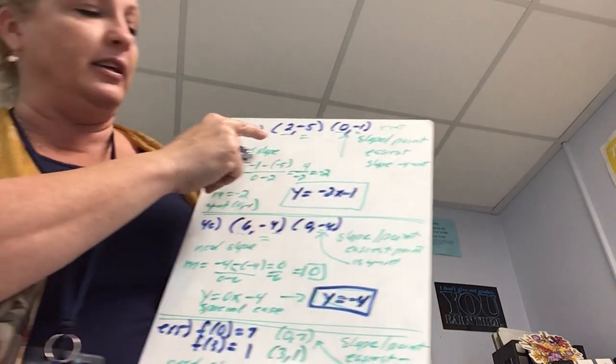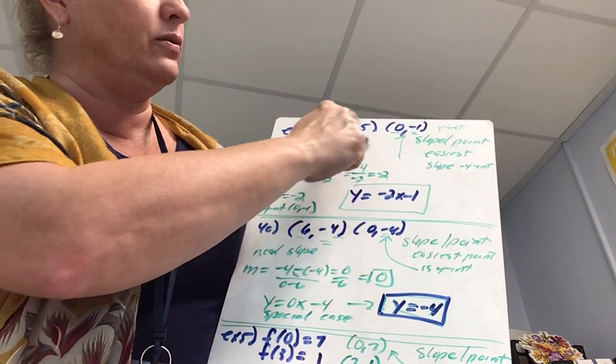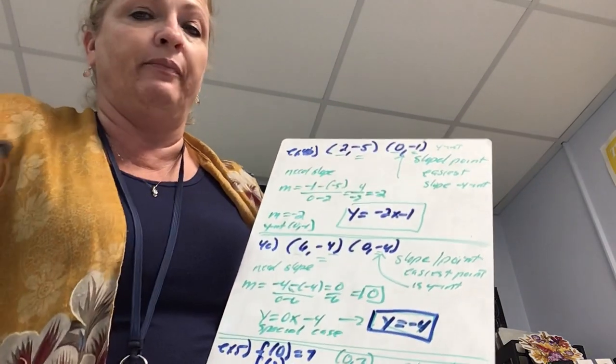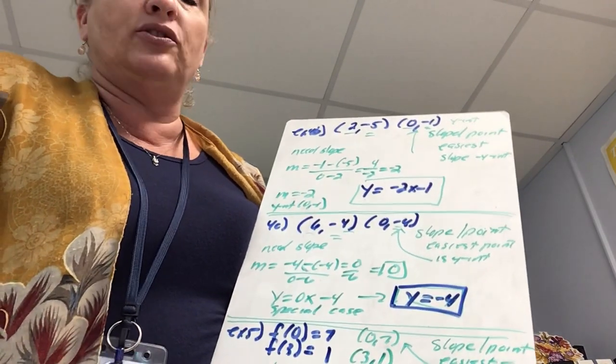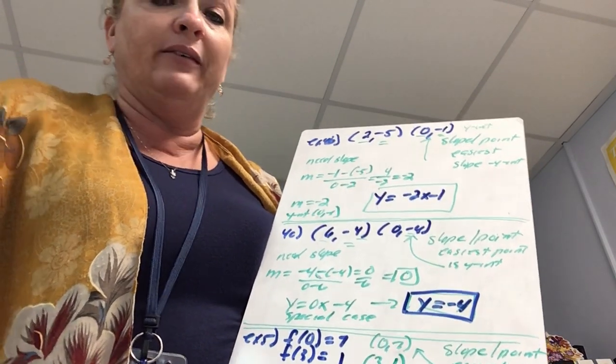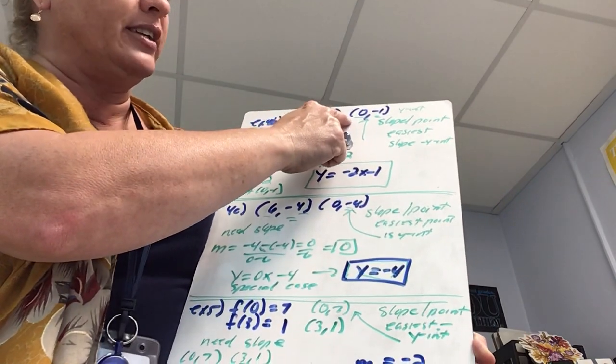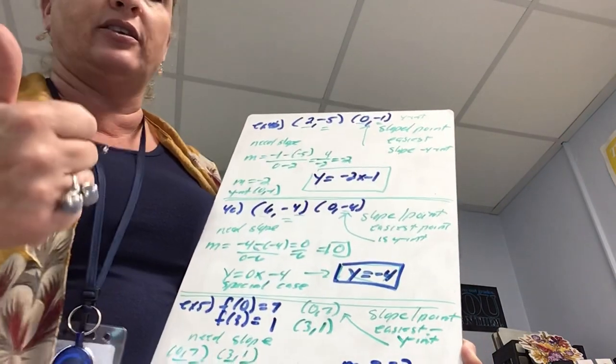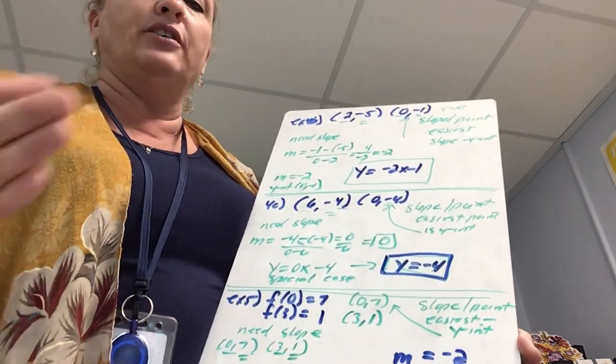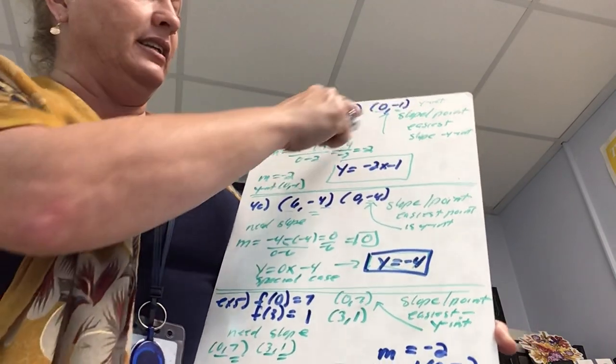I'm asking you to write the equation of a line that goes through the points (2, -5) and (0, -1). So the first thing I would look for is, do I have a y-intercept? Yes, I do. Winner, winner, chicken dinner. I do have a y-intercept, so that's good. But what don't I have? I don't have slope. So I need to figure out the slope.